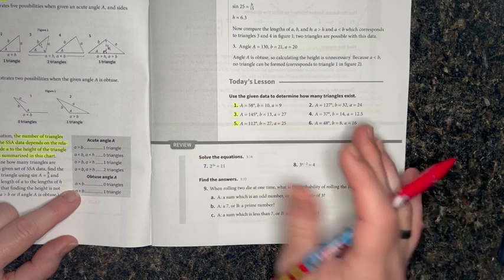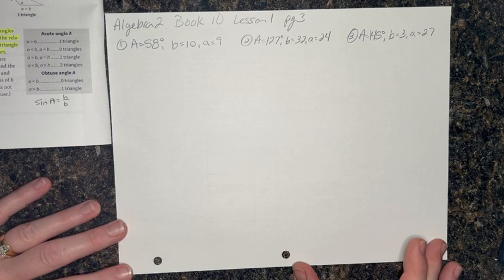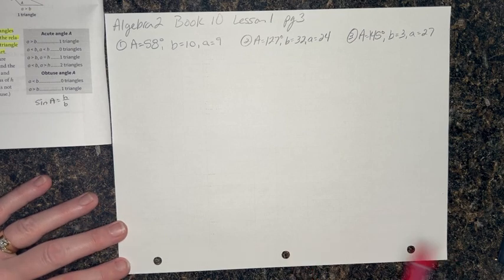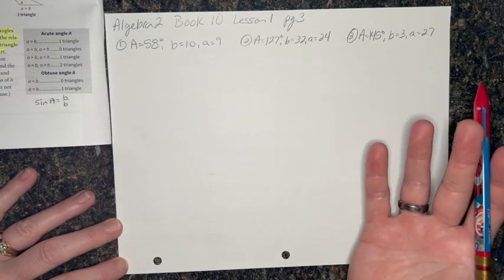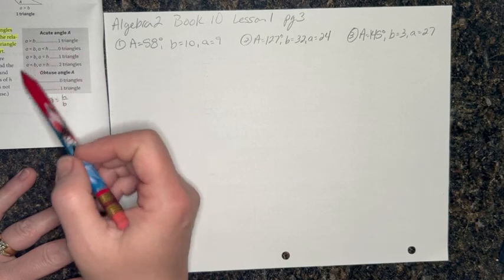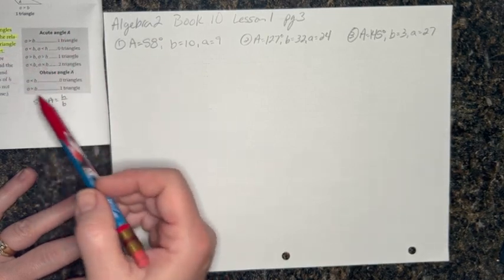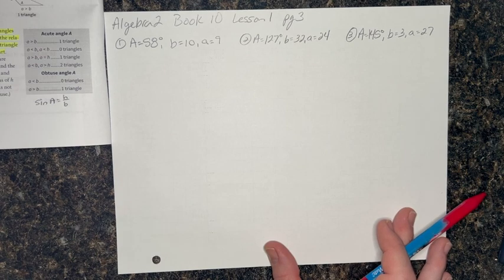All right, let's take a look at these problems together. All right, we're in Algebra 2, Book 10, Lesson 1. We're on page 3. We are doing these 3 problems together. And the instructions tell us to determine how many triangles are available. I've kept my little summarization chart here off to the side so we can take a look at it as we go.